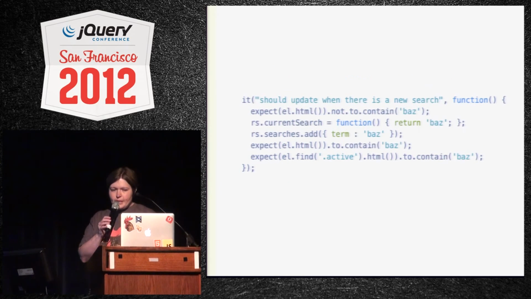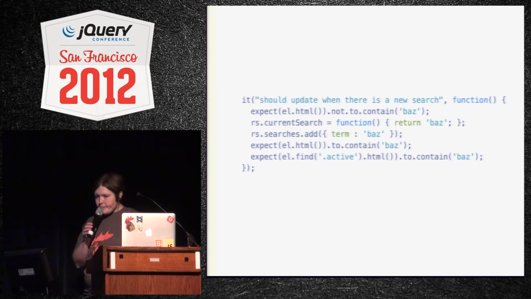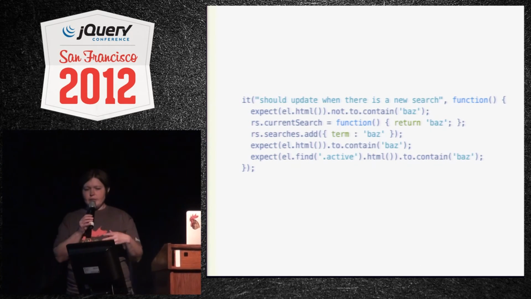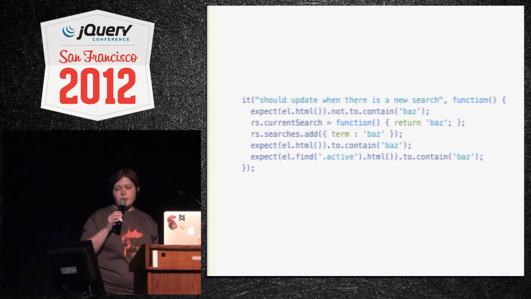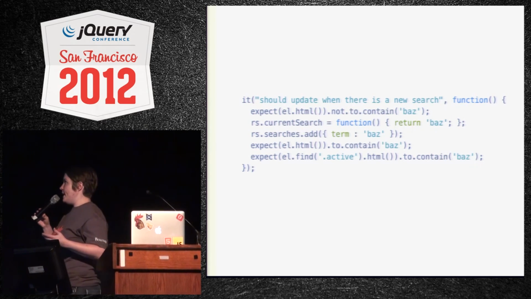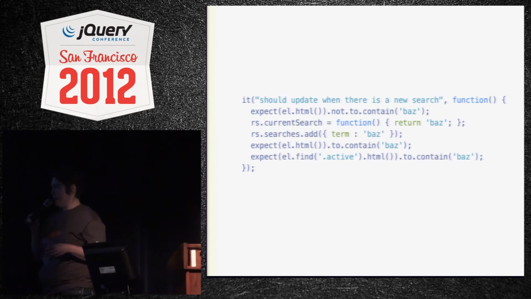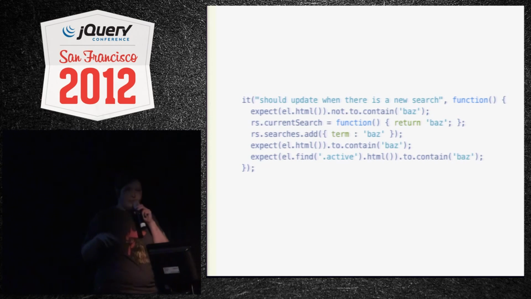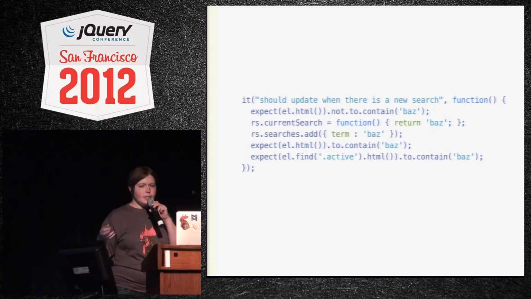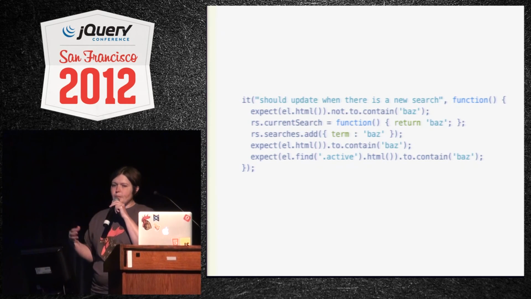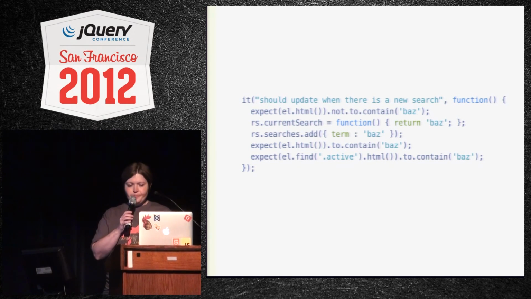So, likewise, we can test that, when there's a new search, the recent searches area gets updated as it should. We can write really simple little 5-line tests like, okay, I expect to not see Baz, and then I'm going to search for Baz, and then I expect to see Baz in the recent searches area. And so we can write really simple tests that verify that those transactions are happening as we expected them to.